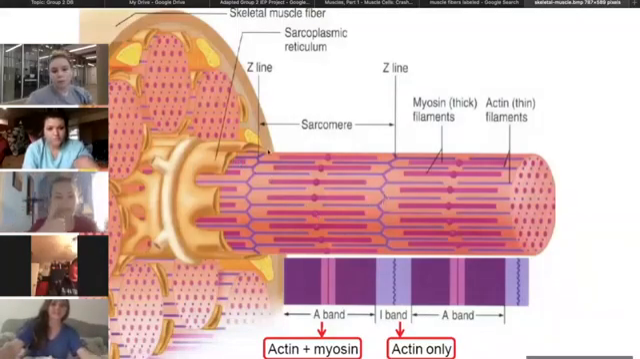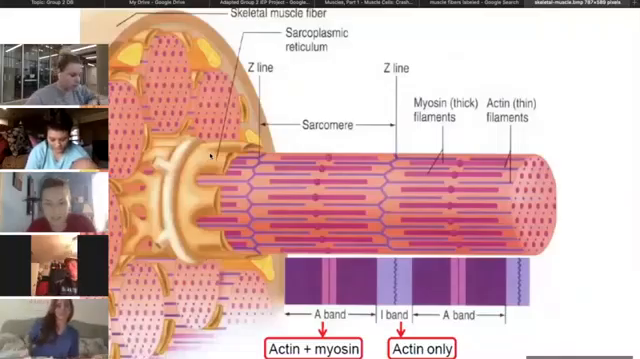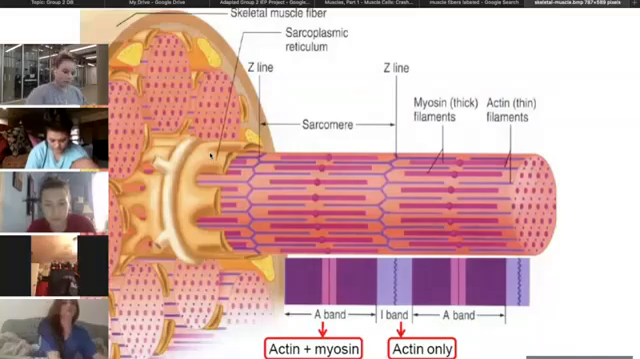Cool. Okay, so remember we talked about the sarcoplasmic. Oh, did we talk about the sarcoplasmic reticulum yet? We have not done that? No, I don't think we have. No, we have not. Ignore me.